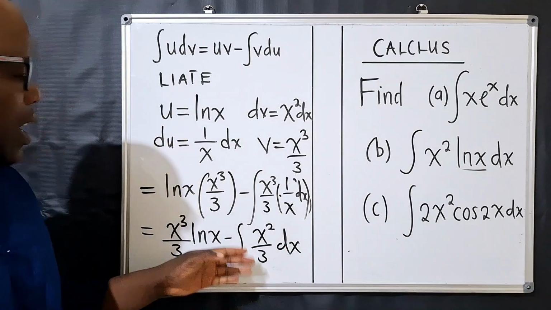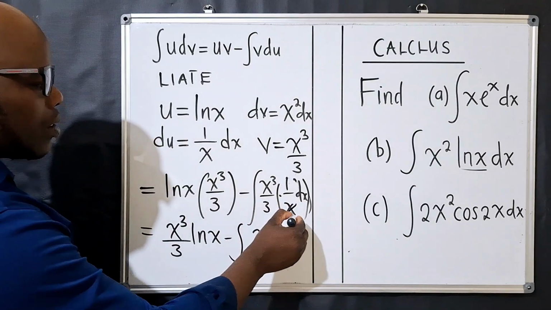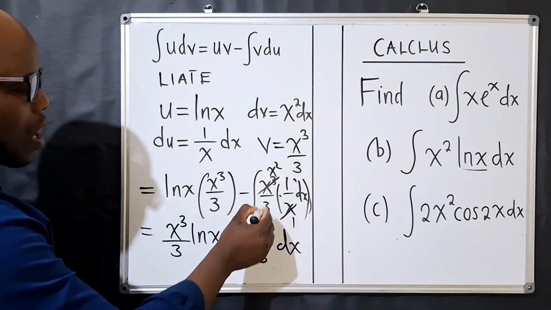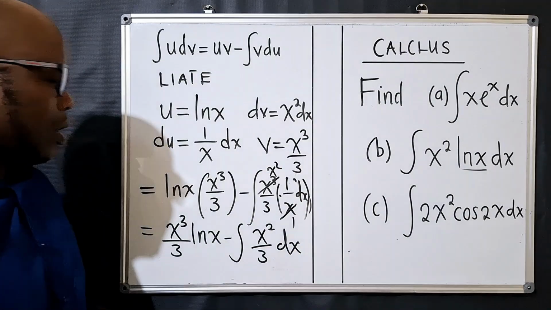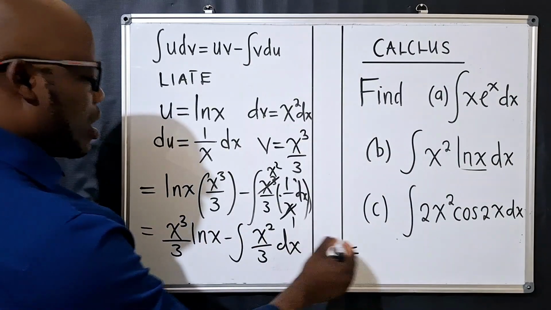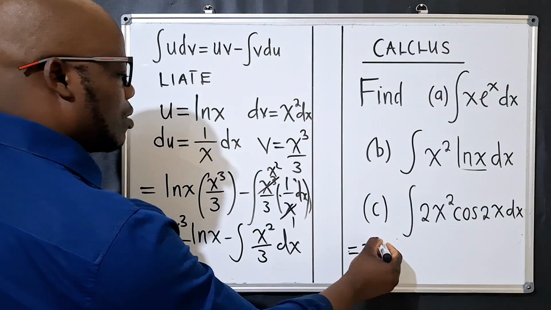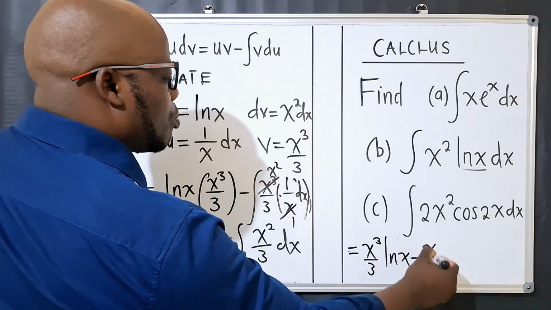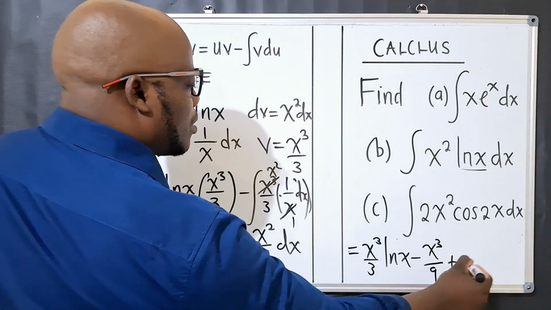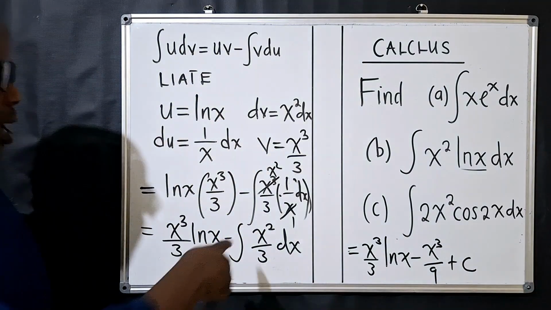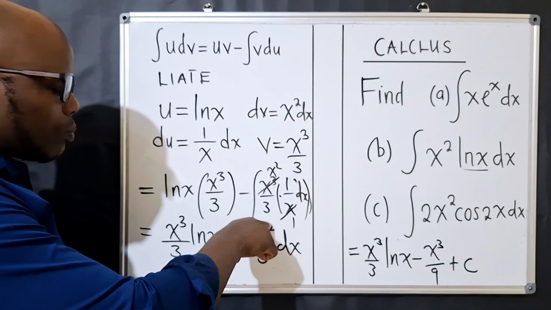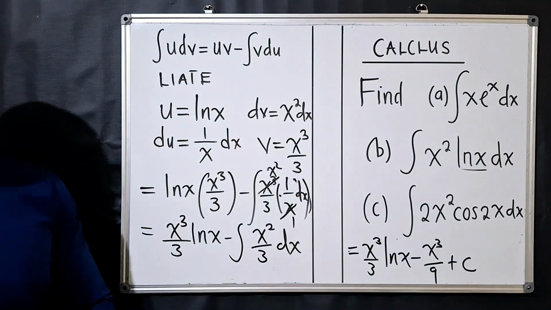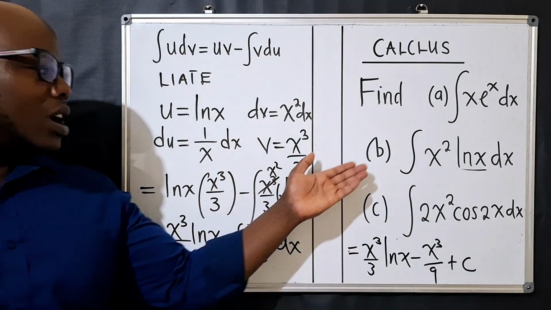So what have I just done here? I've divided x into x, it's a 1. x into x^3, it's x^2. So I'll remain with x^2 and a 3 here, as well as the dx. So finally here, I can write this as x^3 over 3 ln x minus x^3 over 9 plus c. So we just integrate this. The integral of x^2 is x^3 over 3. So 3 times 3 will give us a 9. So this is how we get to integrate question B.